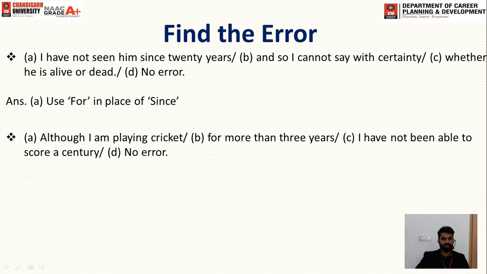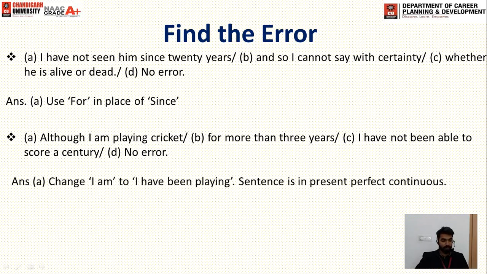Okay, moving on. Although I am playing cricket for more than 3 years, I have not been able to score a century. That's a simple one. This individual is playing cricket for more than 3 years. That means the action started in the past and is still continuing, because he has not said that he has stopped playing cricket. So there's a problem in part A: change I am to I have been playing. I have been playing cricket for more than 3 years, because the action started in the past and is still continuing. So we'll be using the present perfect continuous tense.